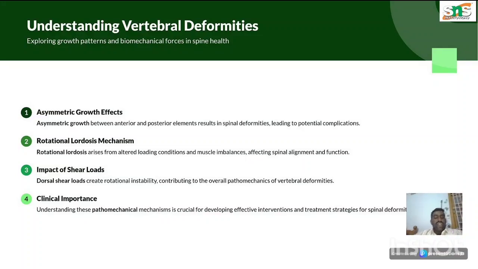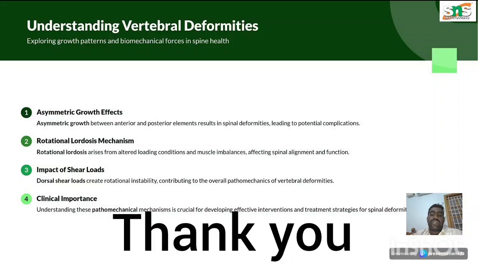So, the clinical importance is that understanding the pathomechanism is crucial to develop effective interventions and treatment strategies for spinal deformity. It may arise early, and it may be treatable in such cases with earlier interventions.